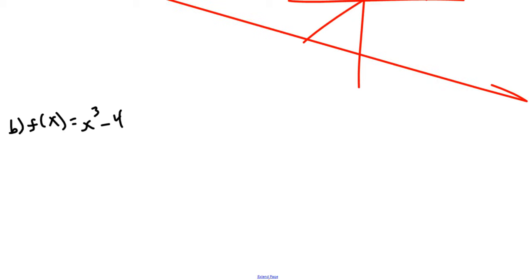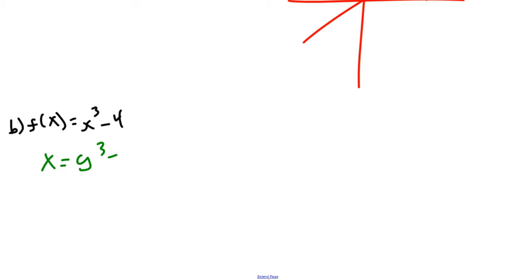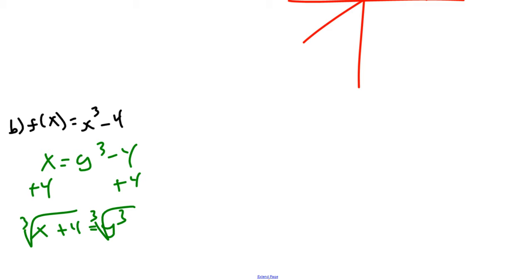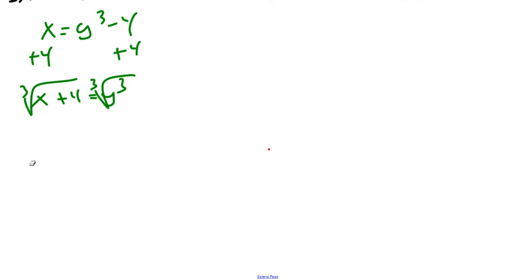If we do the little steps again, the first step is to interchange x and y. So we have x equals y to the power 3 minus 4. The second step is to solve for y. So I'm going to add 4. So x plus 4 equals y cubed. And then I'm going to get rid of the cube, which means I'm going to take the cube roots. So then I'm left with the cube root of x plus 4 equals y.